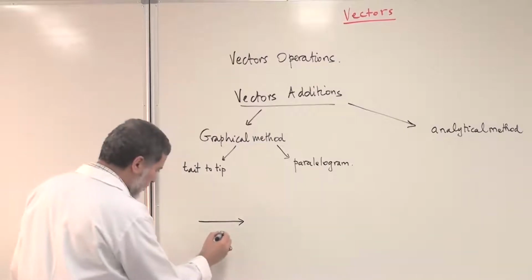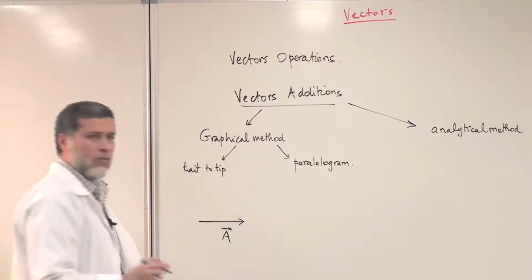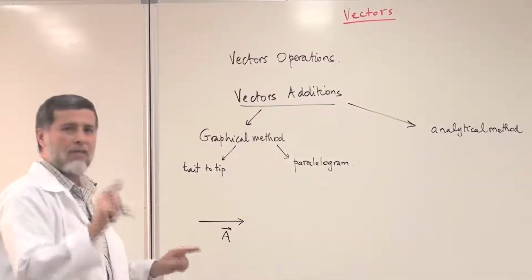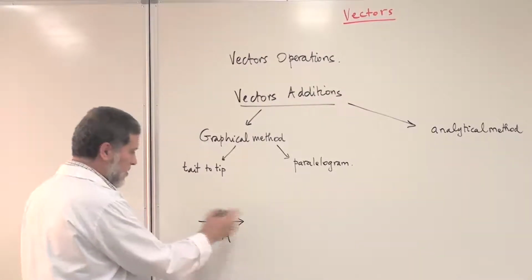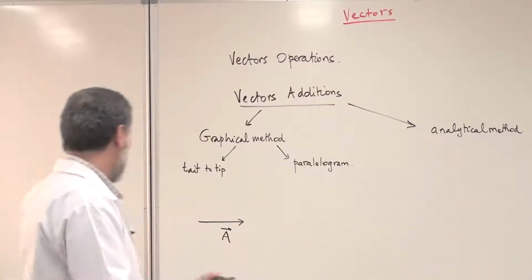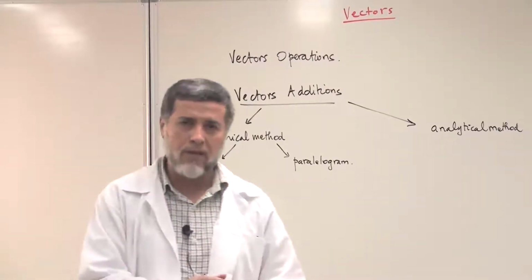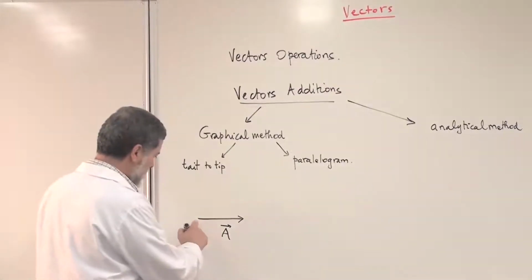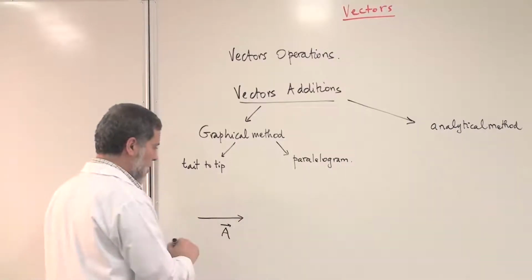We call this vector A, and we always put an arrow on the top to distinguish between vectors and scalars. The scalars don't have the arrow. The vector will have an arrow on the top, which means if I put an arrow on this letter A, this is a vector. And a vector is always defined by magnitude and direction. So if you give the magnitude alone, it's not enough. If you give the direction without the magnitude, it's not enough. You have to give magnitude and direction. So this vector has a magnitude which is the length of this line, and the direction is the arrow.